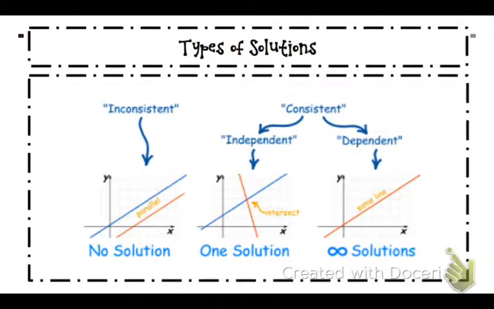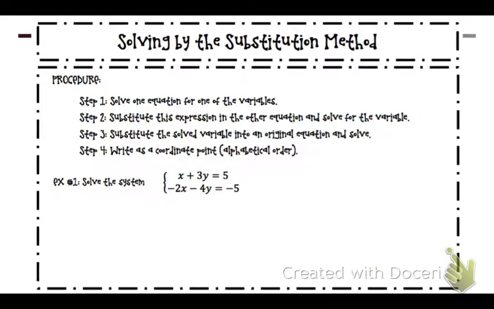So here's just the different types of solutions you can get. If you get no solution, that means that the two lines never cross. Since these are linear equations, they're lines. So if it's no solutions, that means the lines are parallel, they never cross. If it's one solution, that means they cross one time. And if it's infinitely many solutions, that means it's the same exact line. Okay? Those are just the different types of solutions we can get.